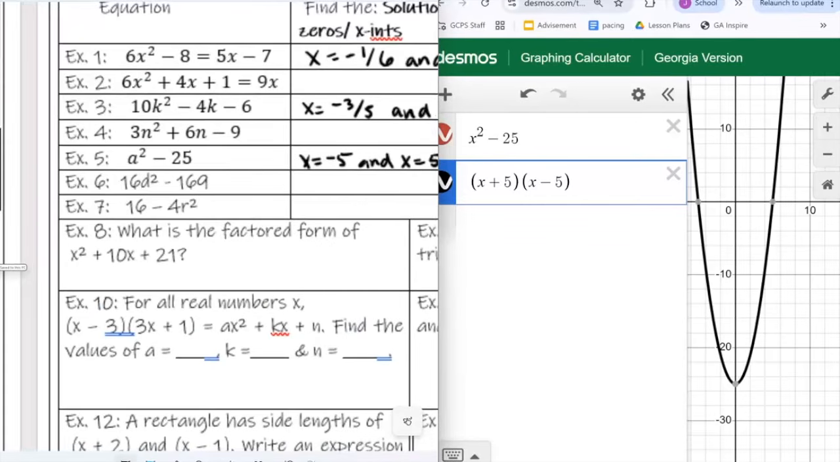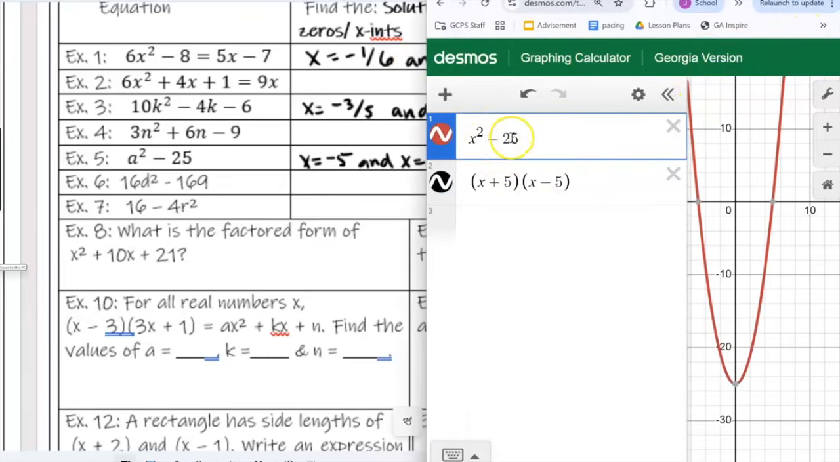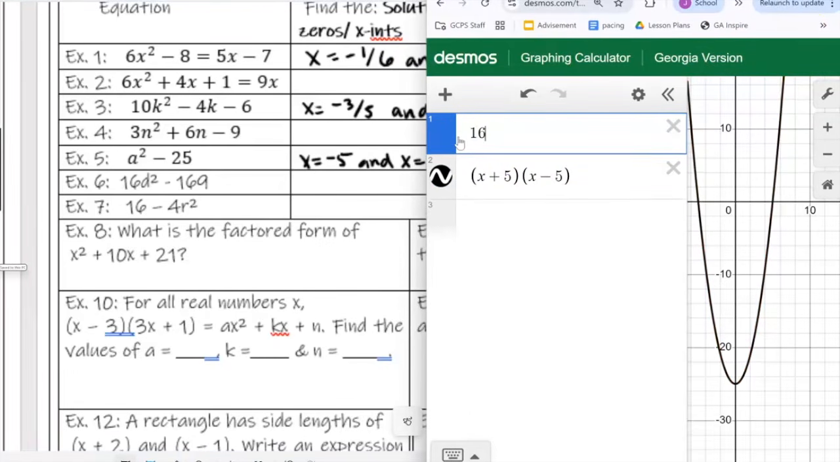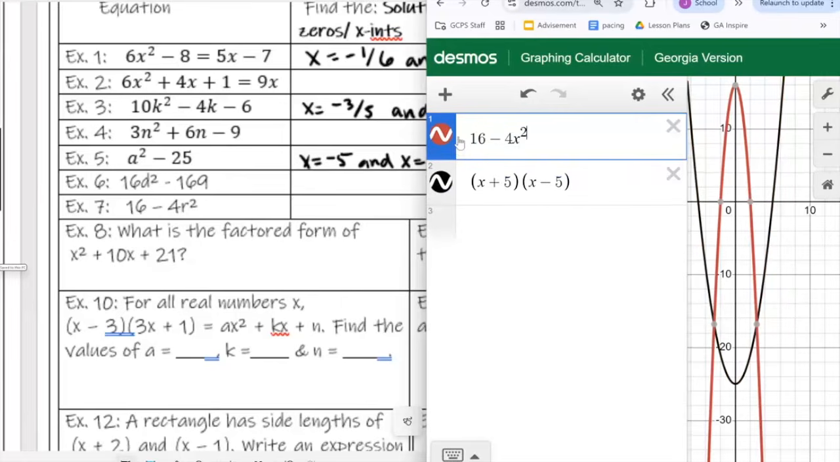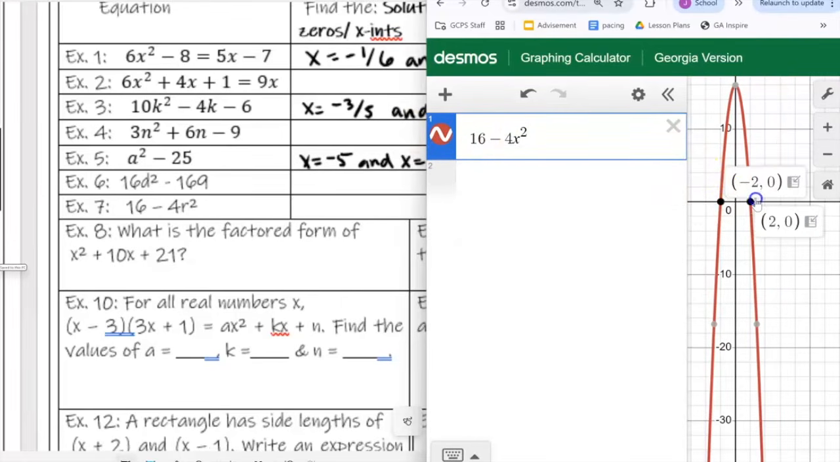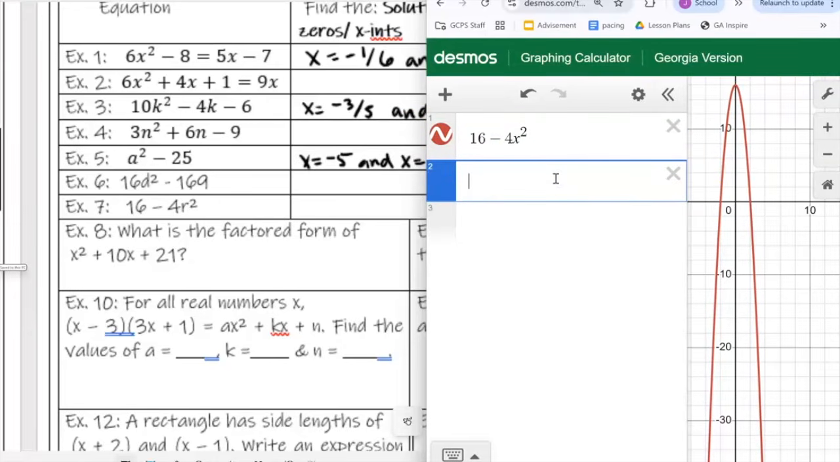So now I'm going to show you example 7, and let's see whether it does work out. Let's see, 16 minus 4x squared. All right, and then get rid of that. So my solutions are minus 2 and positive 2.